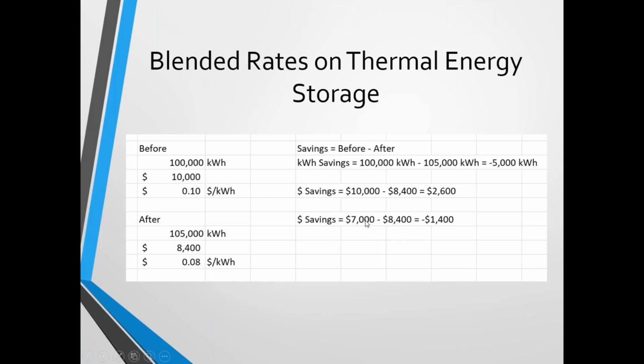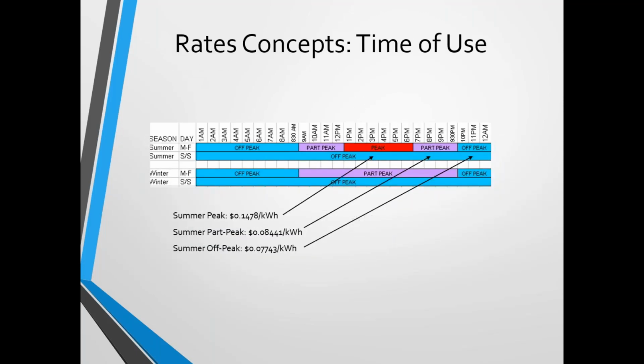And I think I made a mistake there. I think this should be $8,000 minus 8,400, and I end up with negative $400. So I end up with a loss. Well, that's what blended rates will do. This is an extreme example, but it doesn't work. So blended rates here is a disaster. The right way to do this is if you modeled the rate correctly, you would see the real savings that happen.